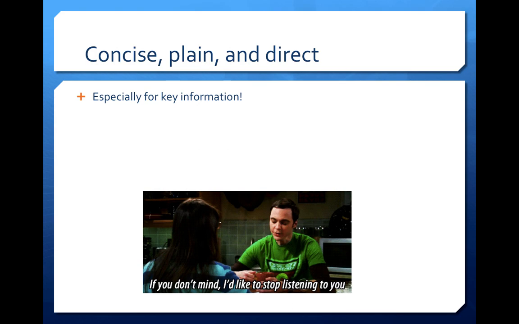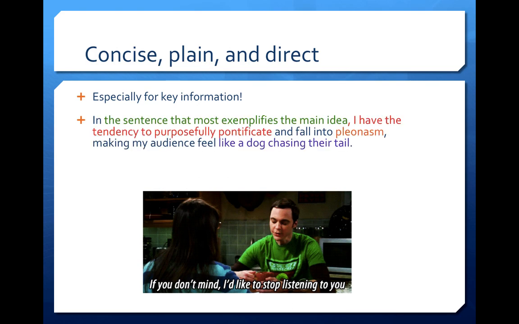Here's a bad example. In the sentence that most exemplifies the main idea, I have the tendency to purposely pontificate and fall into pleonasm. Pleonasm. Oh my God, I messed that up. See, this is why you avoid using words like this. I can't even say that. That word means to use unnecessary words, which has the tendency to make my audience feel like a dog chasing their tail. So don't put yourself in the situation I just put myself in, using a word I don't really say every day. So here's a simpler way of saying this.